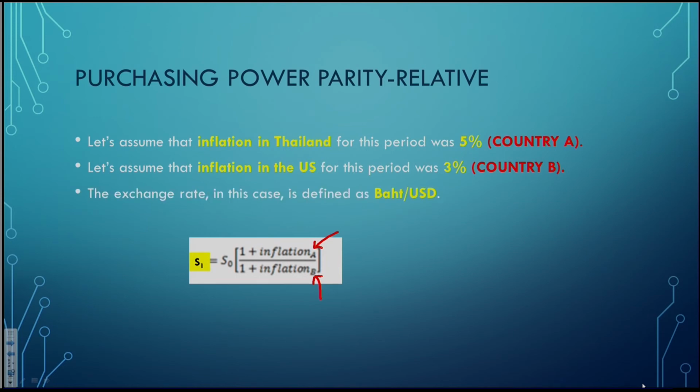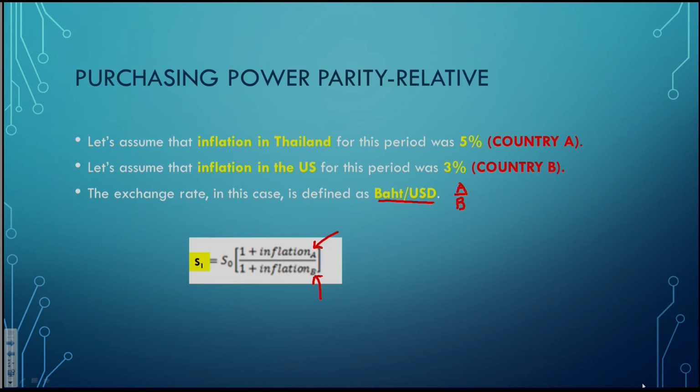Now, the exchange rate in this case would be baht over USD, because Thailand's on the top and the US is on the bottom. So make sure you understand that we have to make sure we're thinking about our exchange rate in the right direction, because it could be USD per baht, but remember, it's country A over country B, right? And Thailand is A and the US is B, so it's baht per dollar. All right.